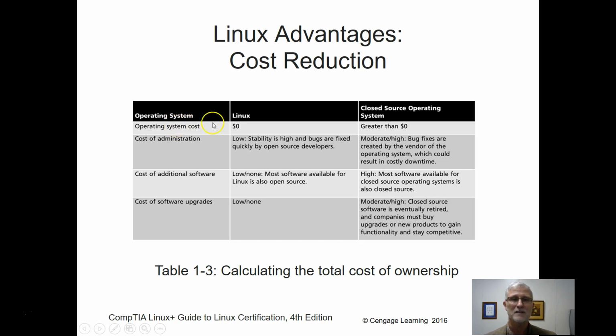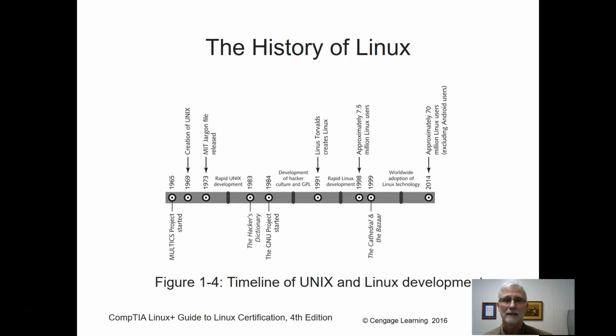So, not bad. A rough idea of how to reduce your costs: the operating system is free, greater than free. Administration is low cost. Try to fix bugs in Microsoft Office or the Microsoft Windows operating system. Additional software, most of it is free and open source. Cost of upgrades is low or none. If you want to buy different packages with Microsoft, what is it? It's pretty pricey.